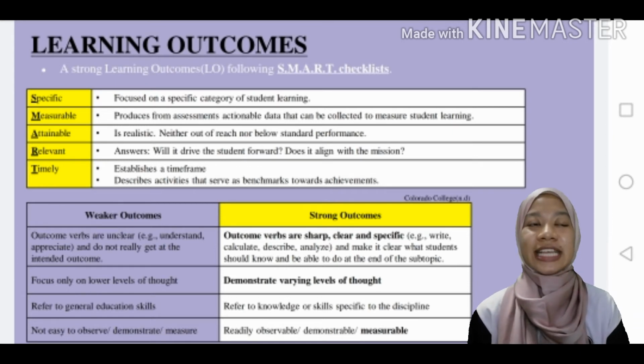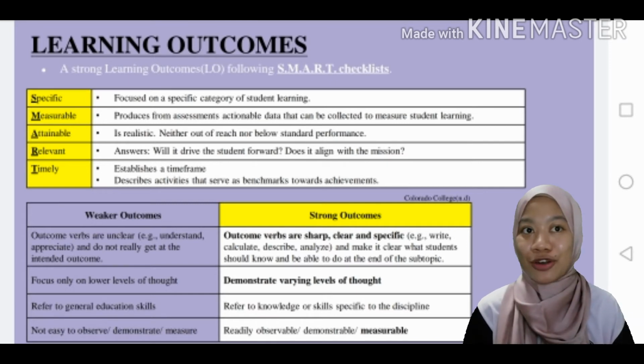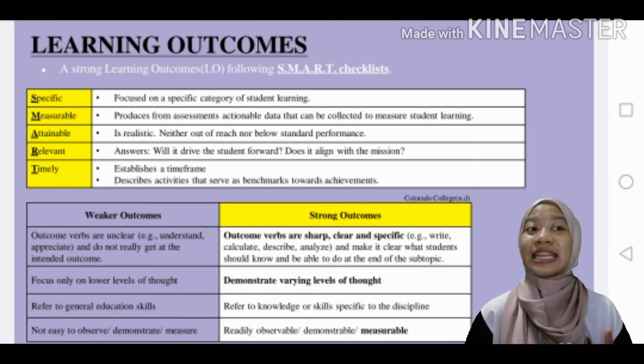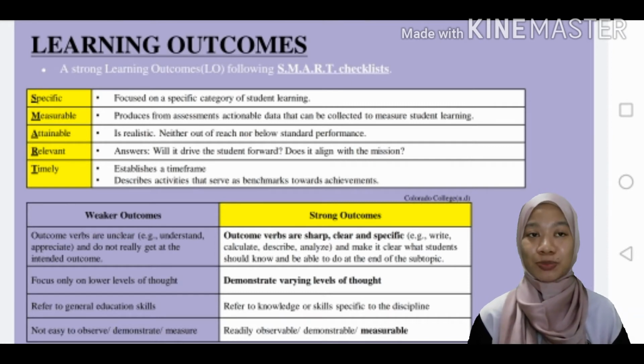So next is R for relevant. Answer: will it drive the student forward? Does it align with the mission? And lastly, T for timely. Establish a time frame. Describe activities that serve as benchmarks towards achievement.